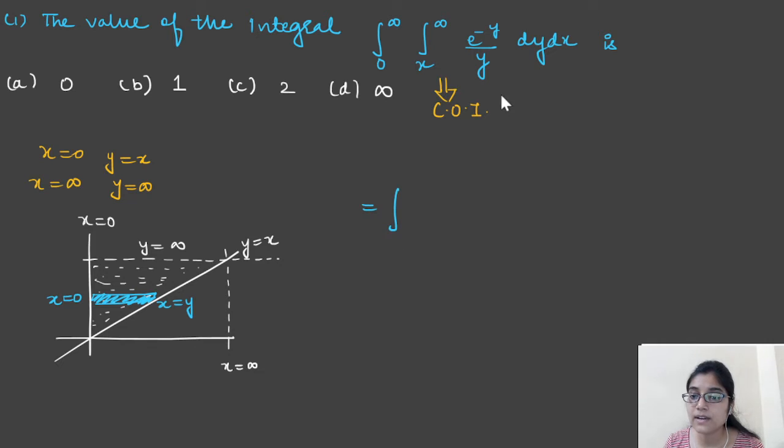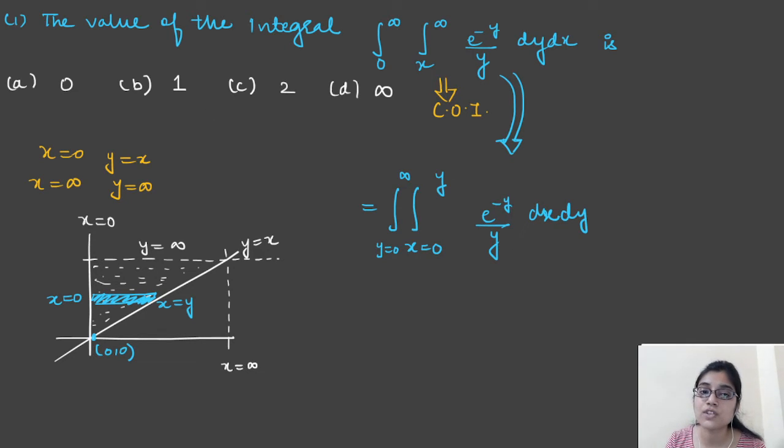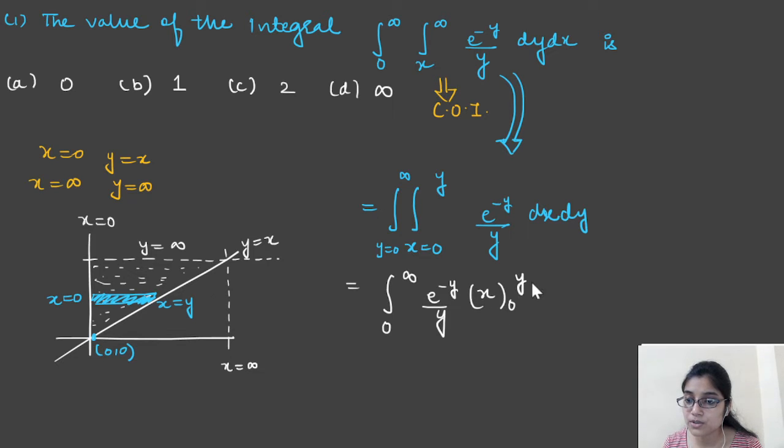So what integral will we get after applying change of order of integration? Your x is from 0 to y, and once you move from bottom to top, y is going from 0 to infinity. And this is what we got, e raised to the power minus y by y, and this is going to be dx dy as we have changed the order. Now we will integrate initially with respect to x, so we will treat y as a constant. It is going from 0 to y, and this is your dy. So your y will get cancelled out. On integrating e raised to the power minus y, you will get minus e raised to the power minus y, with y from 0 to infinity.